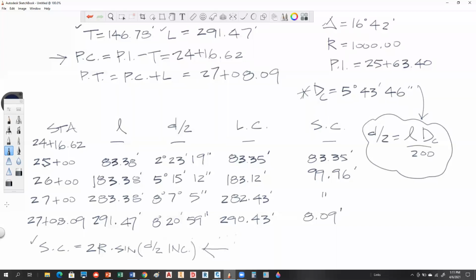We're going to talk about vertical curves now, okay? We're all good? I'm good. All right, I'm going to work back then.